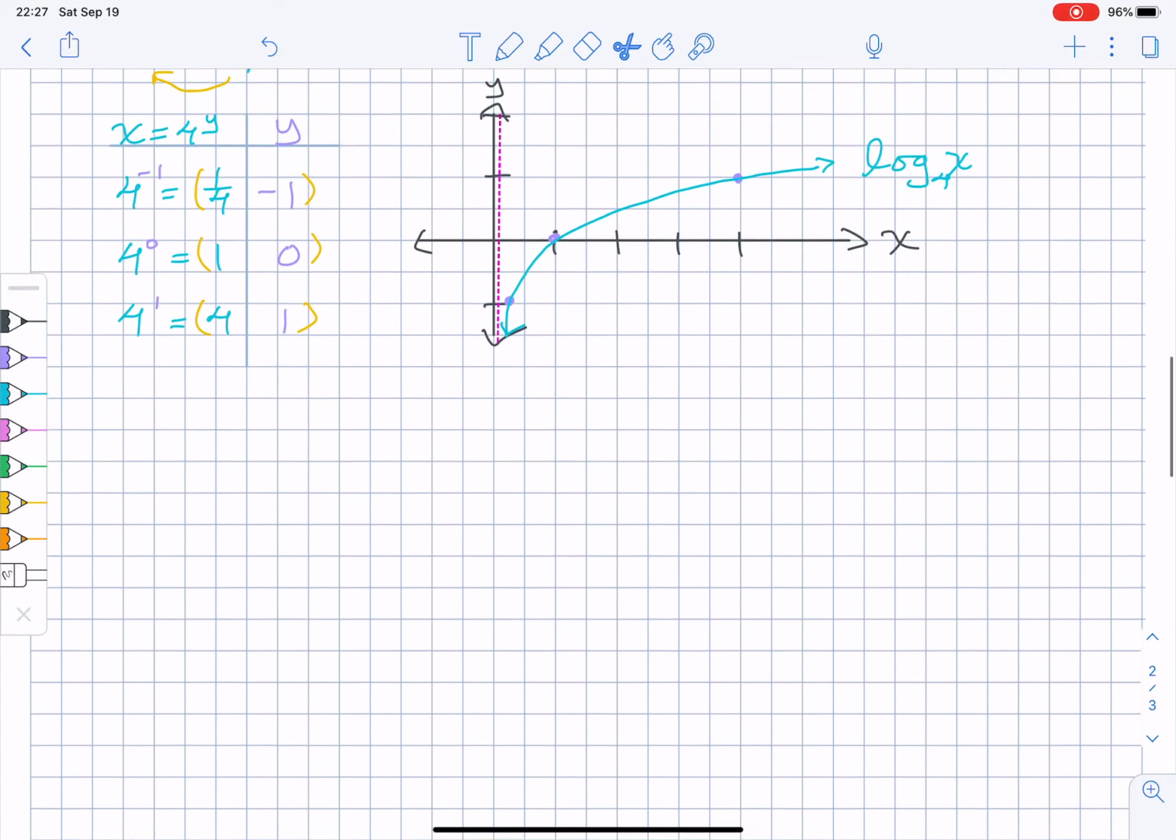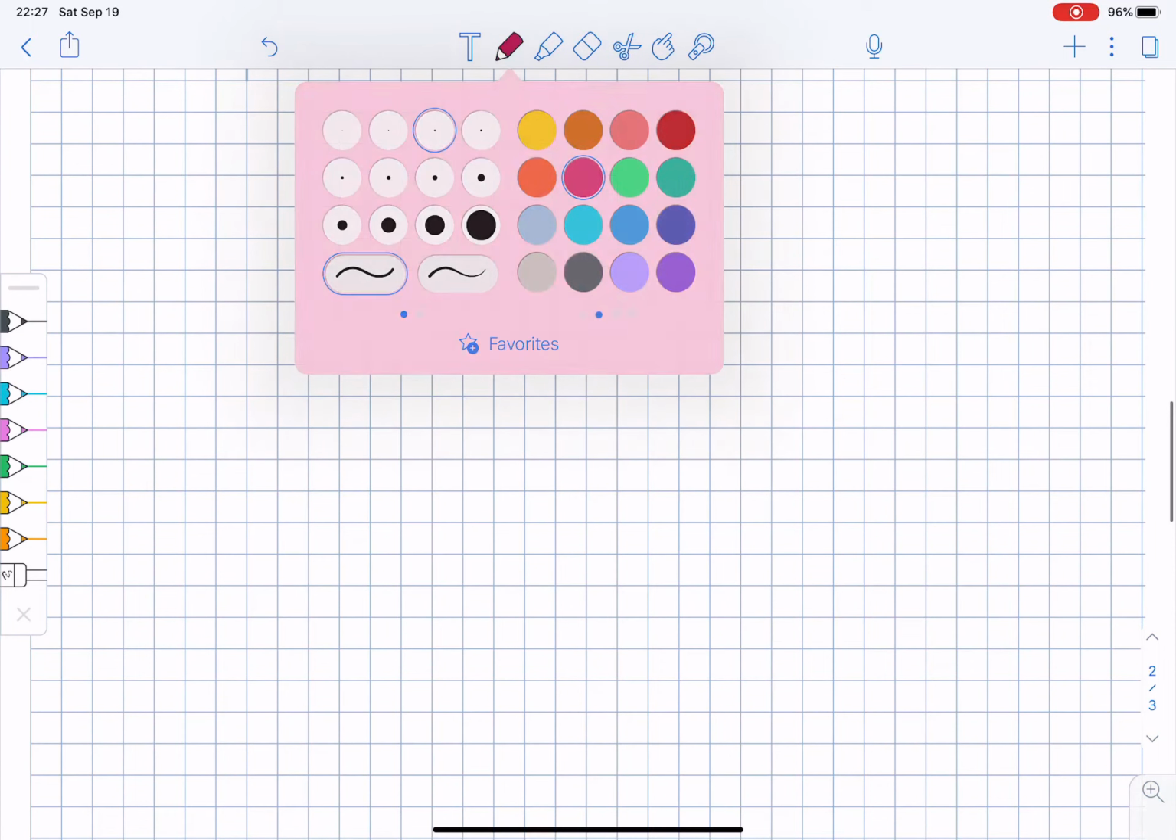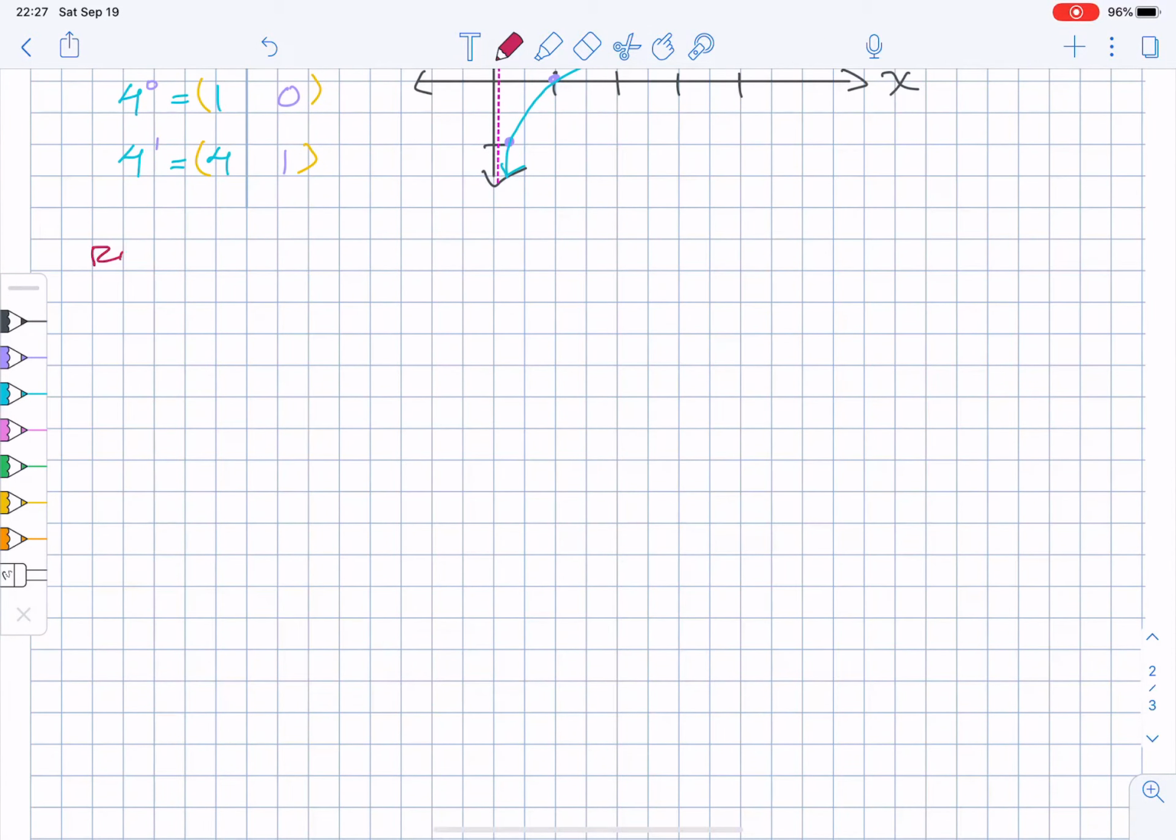Okay, so why is that? Let's recall that the domain of a to the x, I can plug in any value I wish. So the domain was all real numbers. But the range of a to the x, well, there was no value of x I could plug in the exponent to get even 0, let alone negative numbers. So it's everything above 0, not including 0.